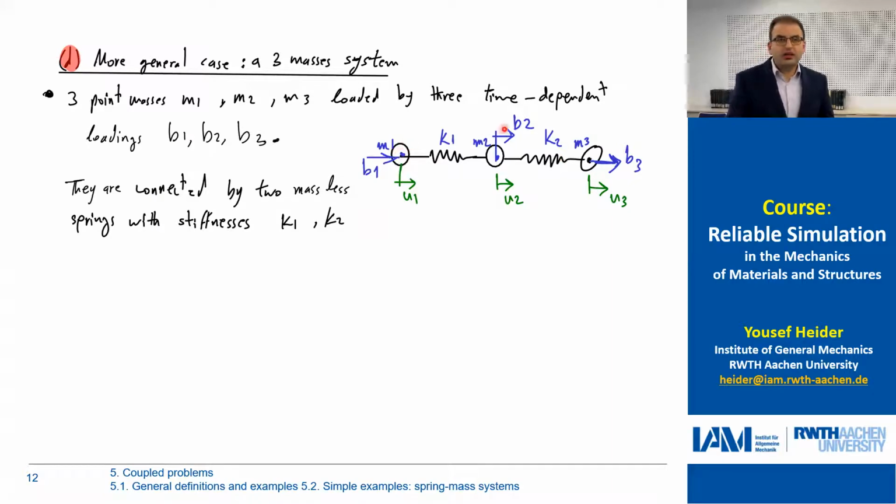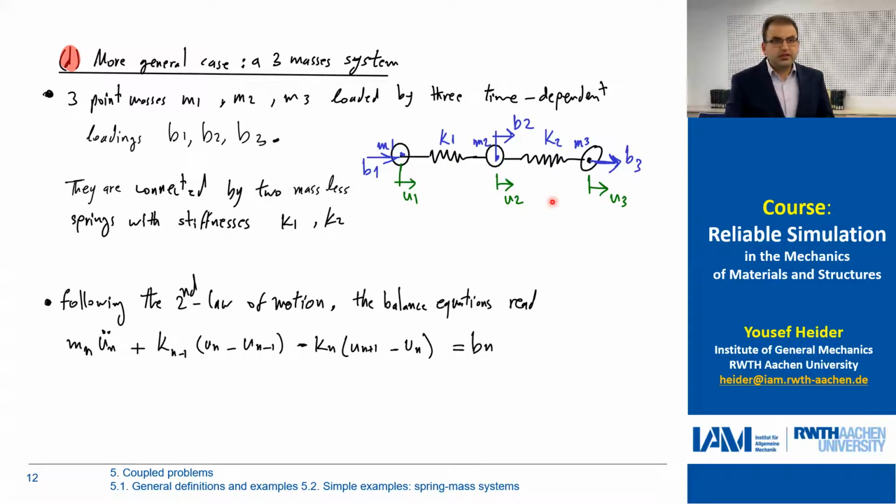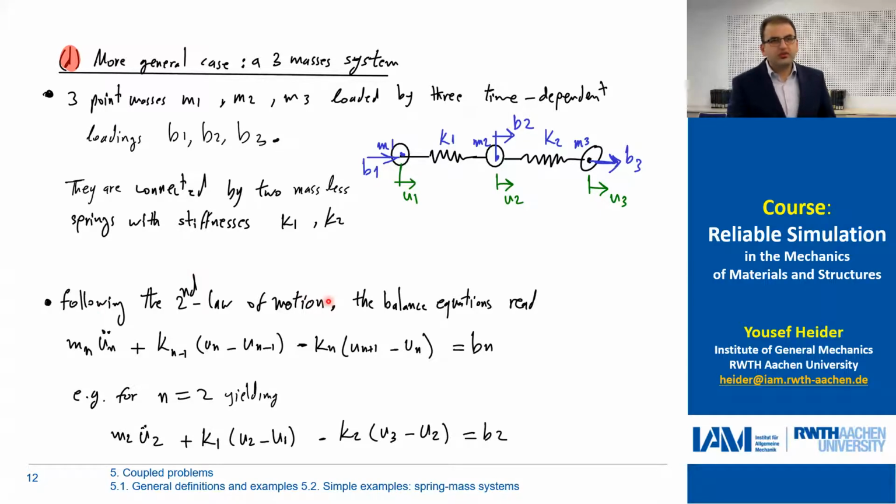And then we have B1, B2, B3, which could be external forces. And as usual, the displacements at the masses are our unknowns. Now we can have a general form of the balance equation. For each mass we could have a balance equation of this form, where n should be replaced by the number of the mass. So if we take n equal to 2, we are looking at the mass m2, and this is its balance equation.